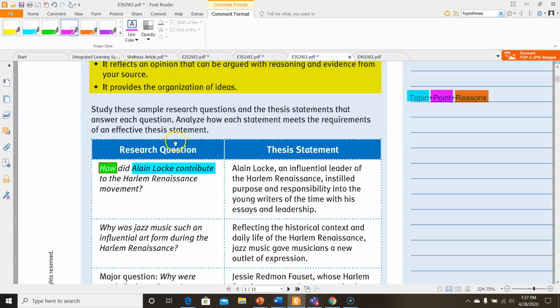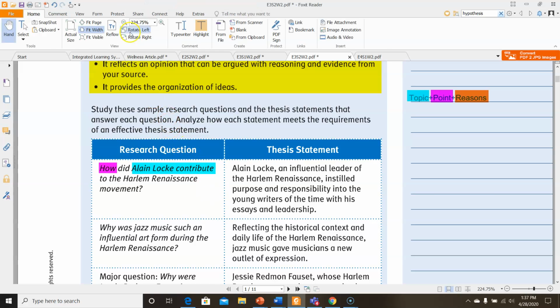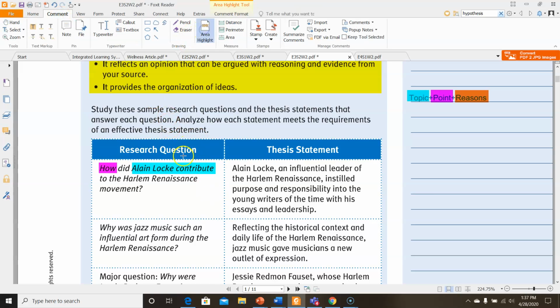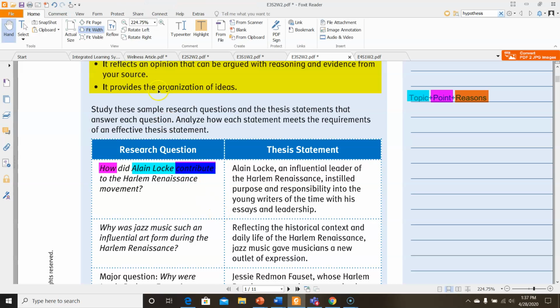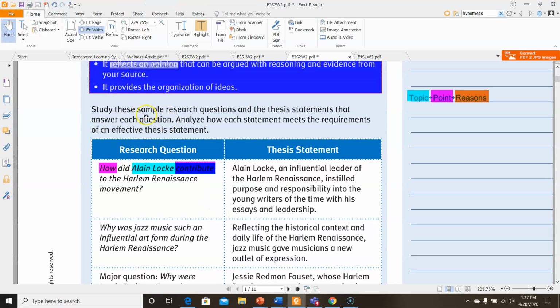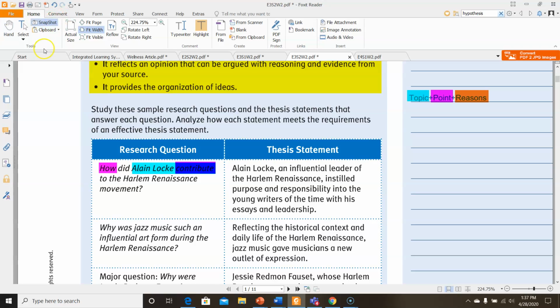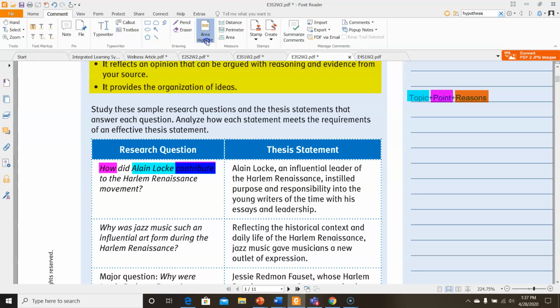So my point is in pink. I'm going to double highlight the word contribute. So it might look a little funny, if that's okay. Whoa, it turned it dark blue. That's interesting. And then I'm also going to highlight to the Harlem Renaissance movement. So I don't have my reasons here because I haven't explained it yet. So there's no part that needs to be highlighted in red for reasons because our reasons aren't here.